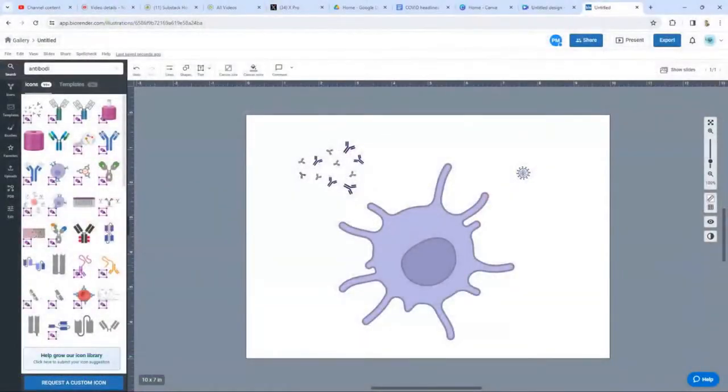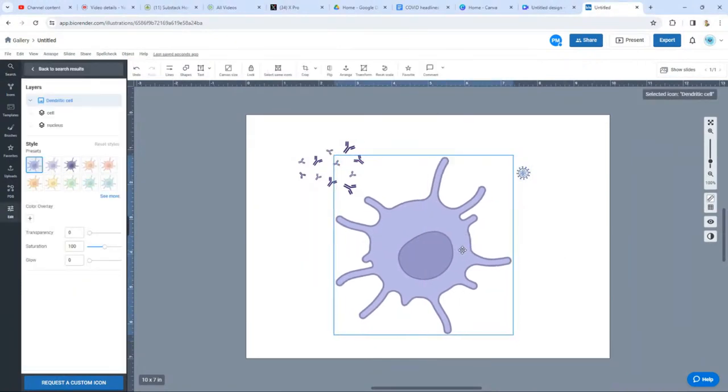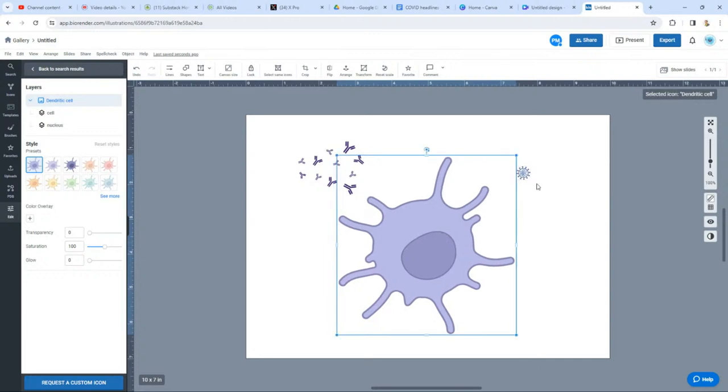So while you were talking, I started to build a slide. I'm going to show you what I'm doing here. This is BioRender. I use that to build my slide. So I've got here a dendritic cell. And this is just to help me and everybody else get some of these points. So this is the dendritic cell.